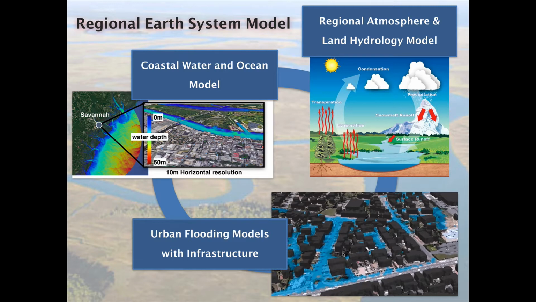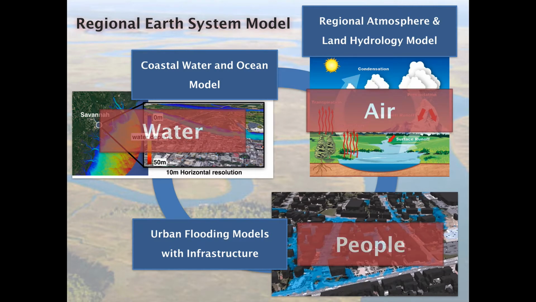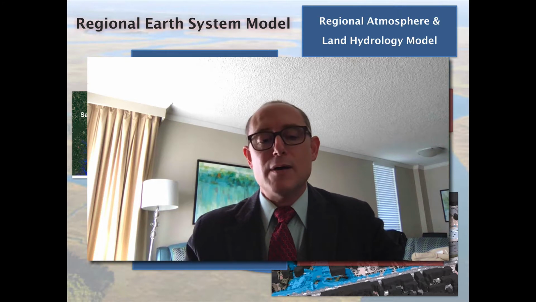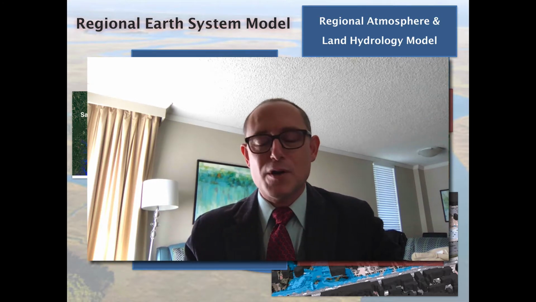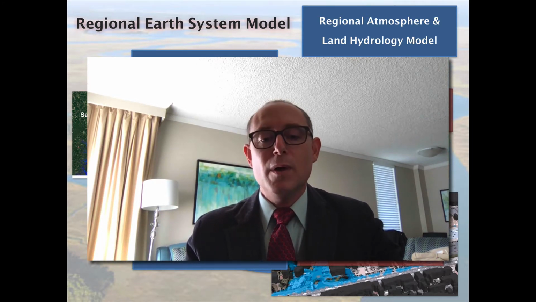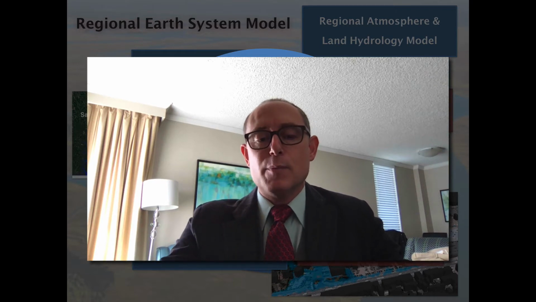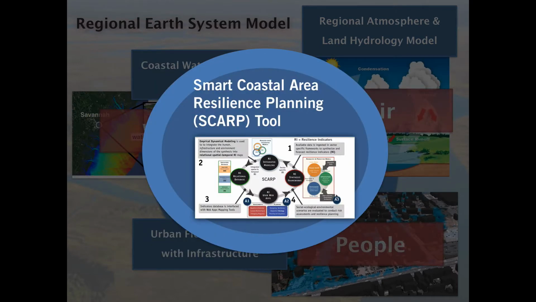And so ultimately, all these modeling tools combined allow us to understand the interaction between these different components: the water, the air, the people. And most importantly, they provide a quantitative basis to develop something like a smart coastal area resilience planning tool that could be useful for managers to do a better job at managing all these emergencies.